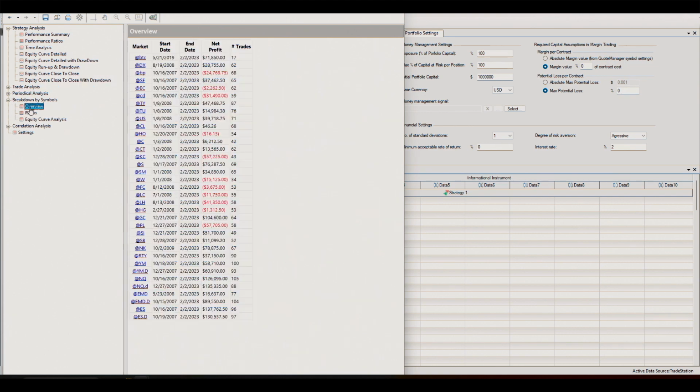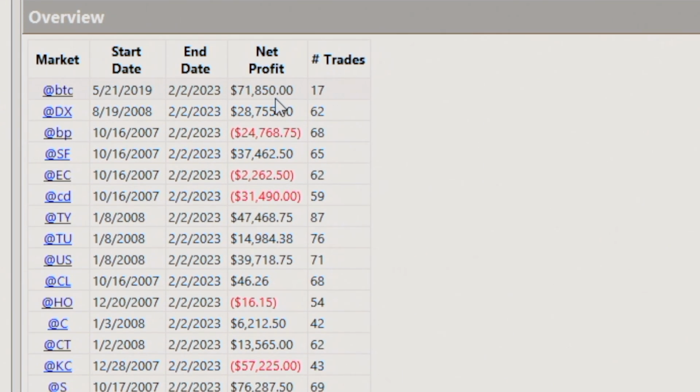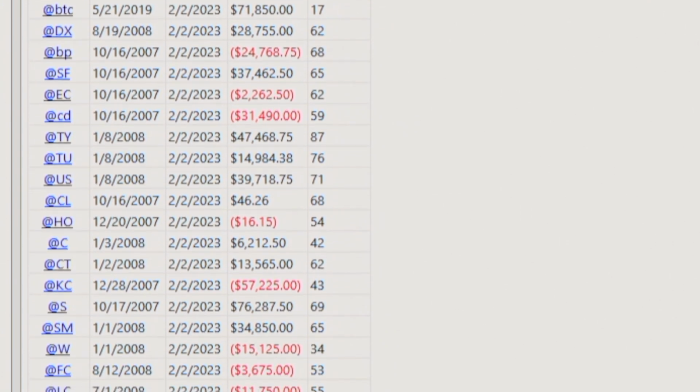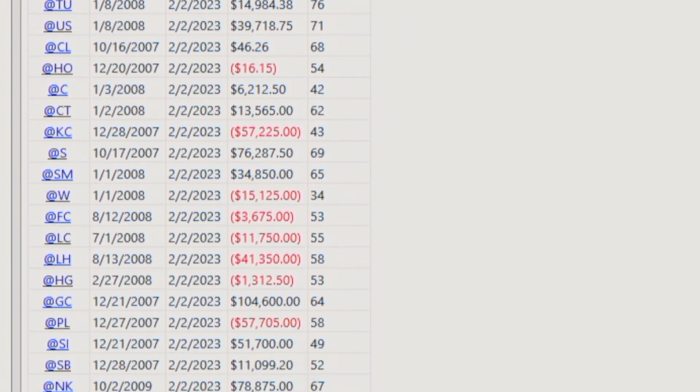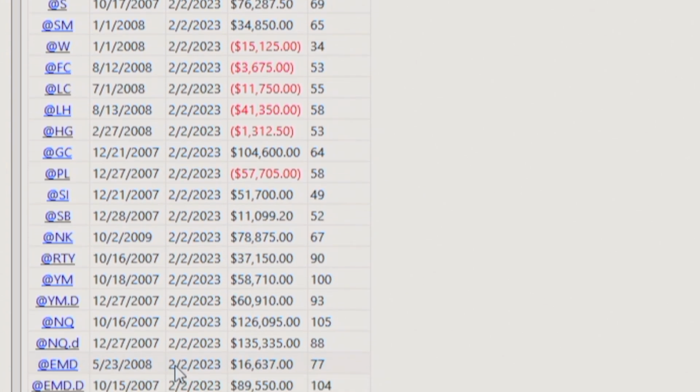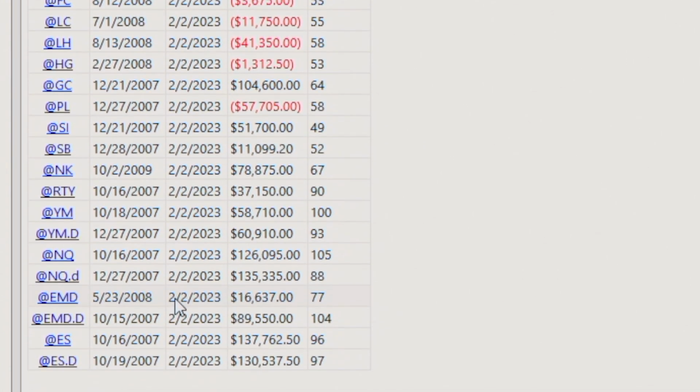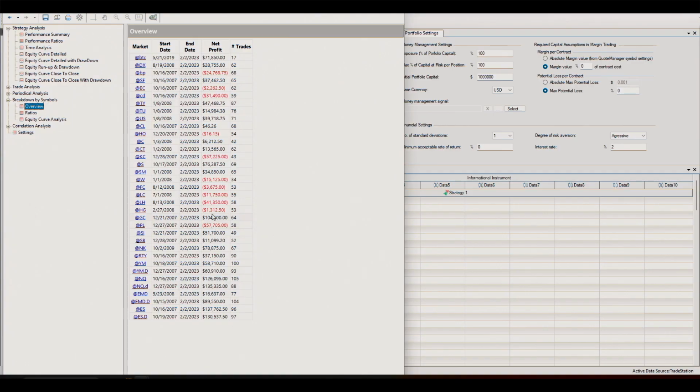And if we go to the breakdown, we can see that most futures markets are making money. Of course, the indexes will benefit the most from this indicator. But we also notice that gold is behaving really well with this indicator, soybeans and Bitcoin. Now, Bitcoin, there are only 17 trades, so I wouldn't put too much thought behind it.